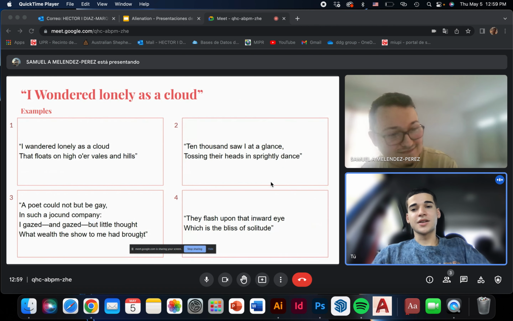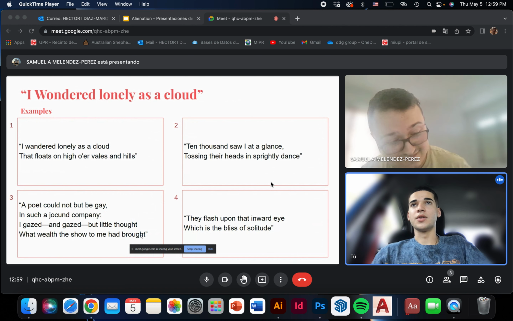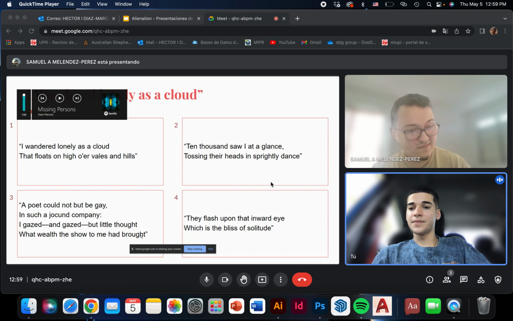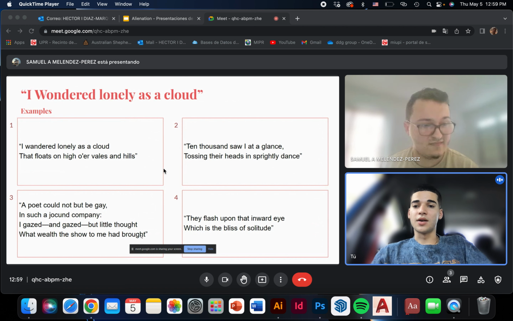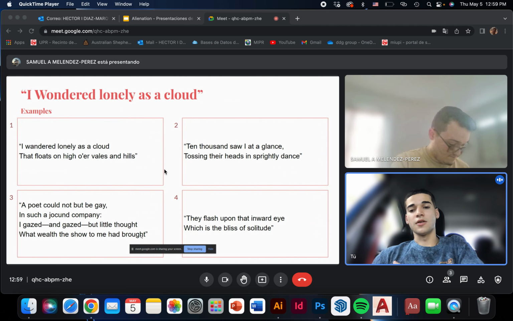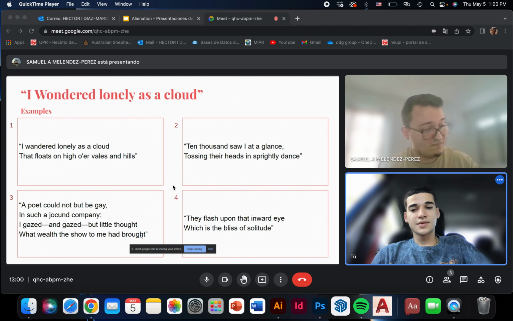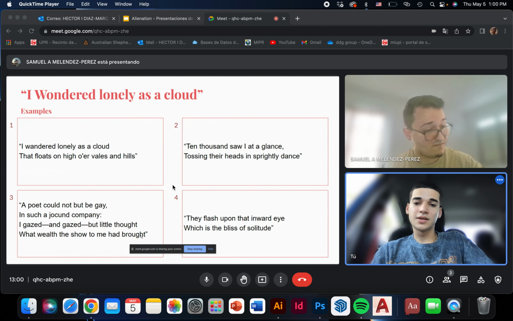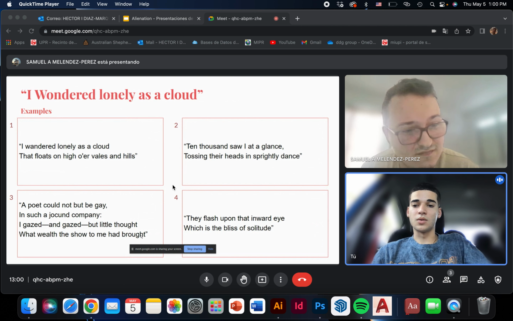I'm going to talk about alienation in the example of the poems that we were reading in the class lately. The poem that I chose was "I Wandered Lonely as a Cloud" by Wordsworth. I present some examples of the stanzas of the poem that caught my attention regarding what I think alienation is in that poem. So let's go to the analysis.